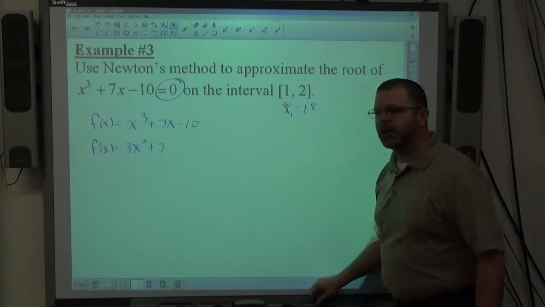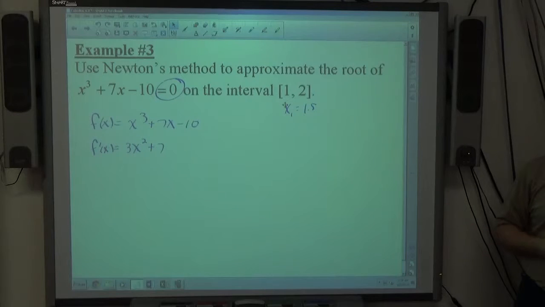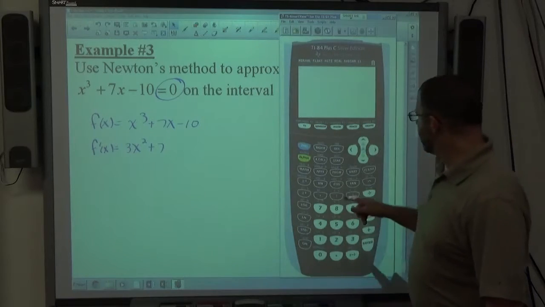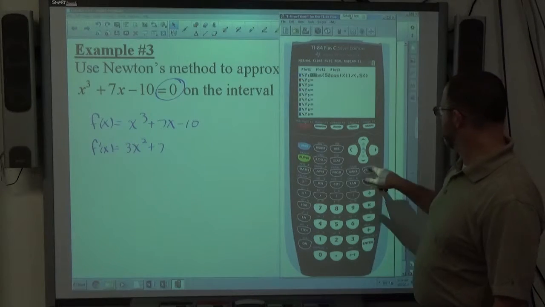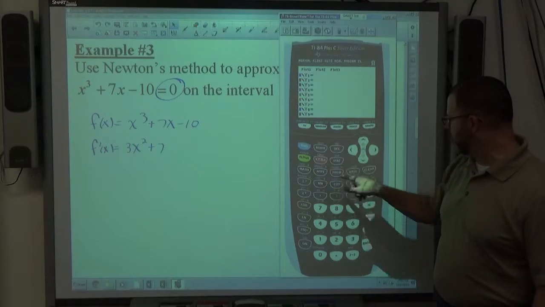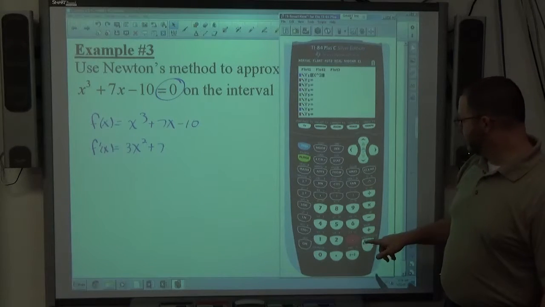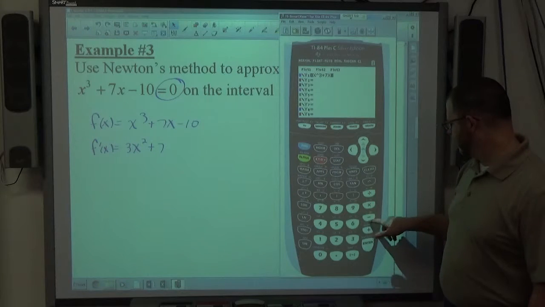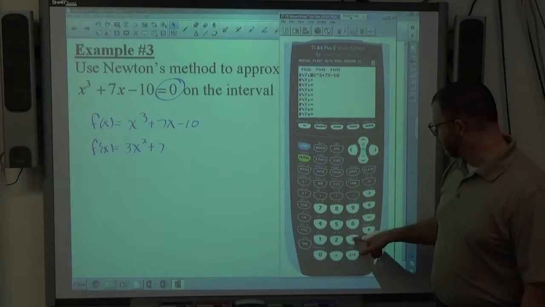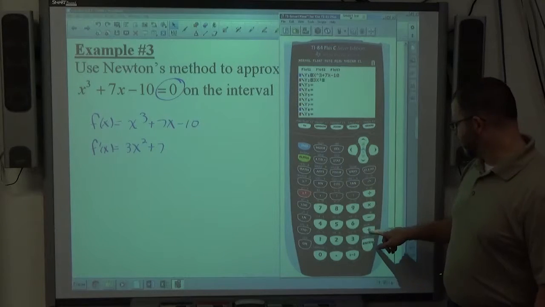Now we're going to go to an easier technique than the last technique. I think it's easier. I don't know, maybe it's not. We'll see. I'm going to go to my calculator, to y equals, and type in y1 is f of x, which is x cubed plus 7x minus 10, and y2 is going to be f prime, which is 3x squared plus 7.